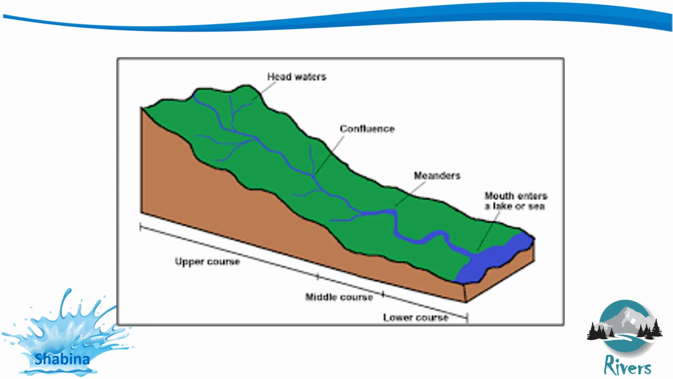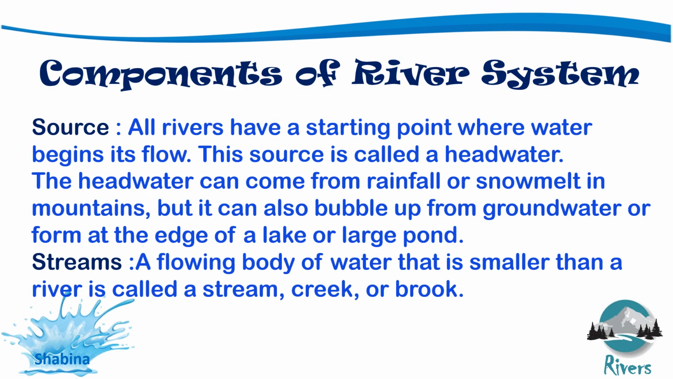You can see the rivers start from a source. The source can be the overflow of a lake or melting of snow, or it may be a spring from a mountain. And the stream is the main flow of the river. Then confluence, a point where a small stream joins a large stream, and meander, the ups and downs of rivers. And then it is divided into 3 different stages: upper, middle, and lower stages. Now we will discuss the components of a river in detail.